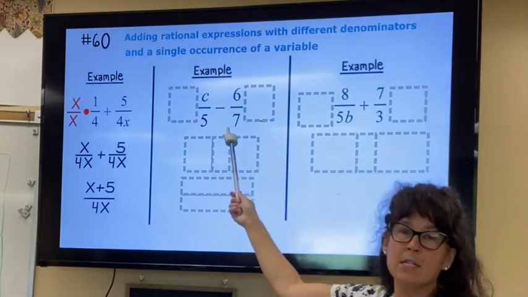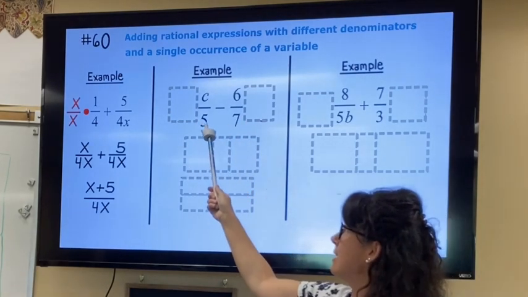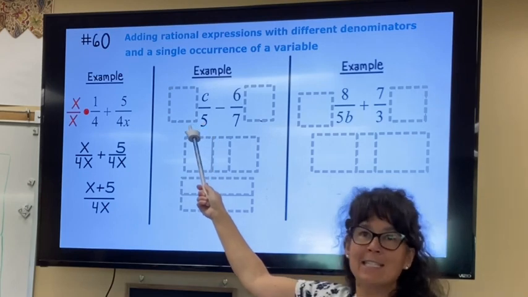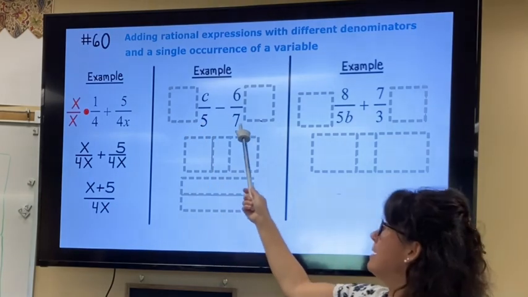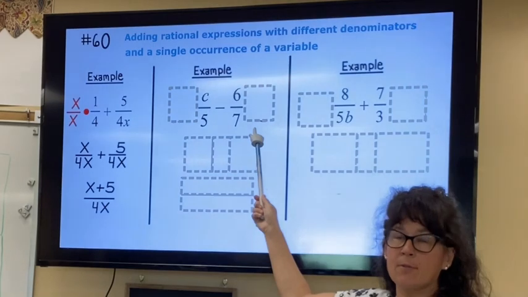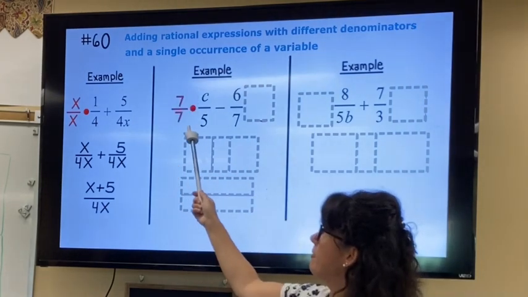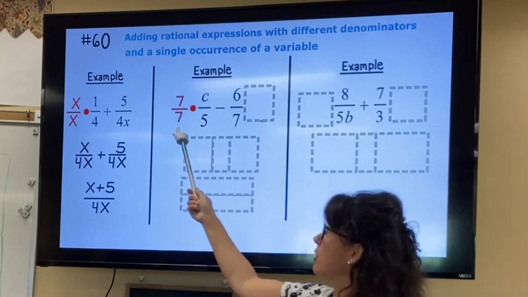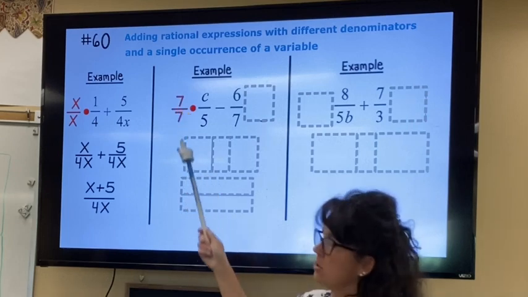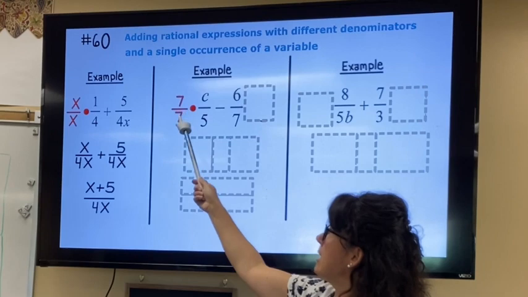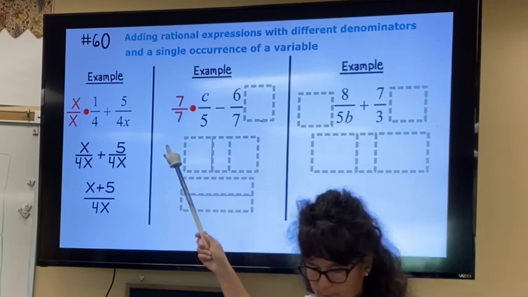Okay, and this one, looking at these denominators, this one has a 5, and this one has a 7. To make them the same, this denominator needs a 7, and this denominator needs a 5. So let's multiply this 5 by 7. Whatever you do to the bottom, you do to the top. So we're going to have 7c over 35.